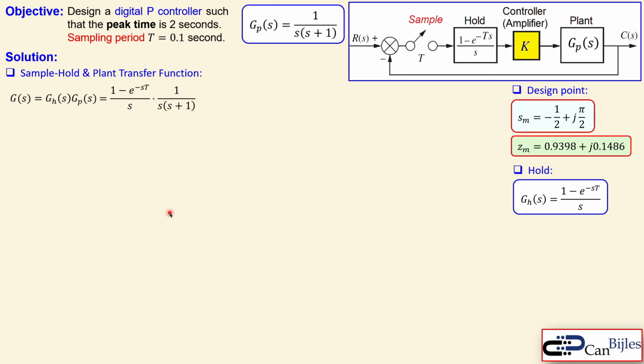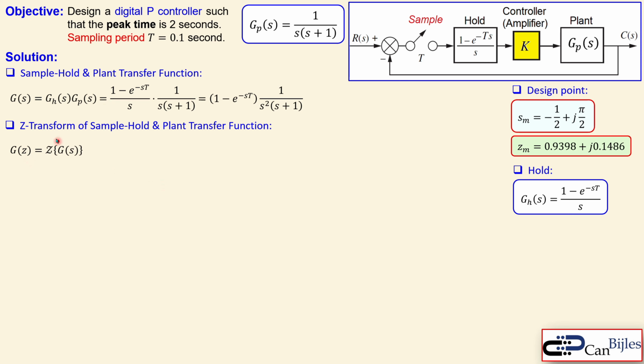the plant transfer function. And that can also be written in this form, so you will actually take out this numerator here and then have 1 over s squared times s plus 1, because this s goes to the denominator here. We need to have the z transformation of this in the next steps. So the z transform of the sample, hold, and the plant transfer function will then be G of z. So that's the z transform of G of s. That means we need to take the z transformation as we did for the Laplace transformation. For that we need to look at the table.